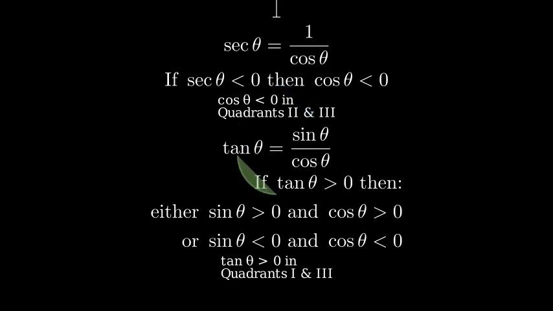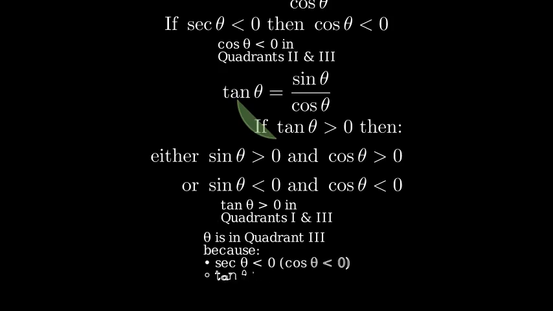We need the quadrant where cosine is negative and tangent is positive. Looking at our diagram, we can see that quadrant 3 is the only quadrant that satisfies both conditions. Therefore, theta must be in quadrant 3.